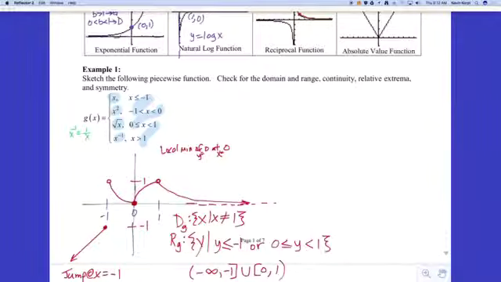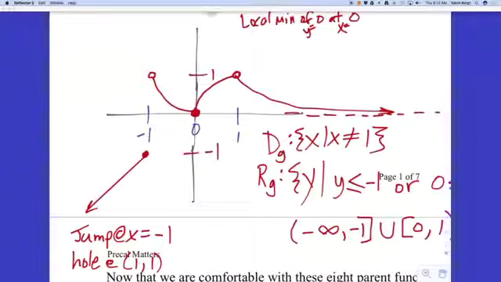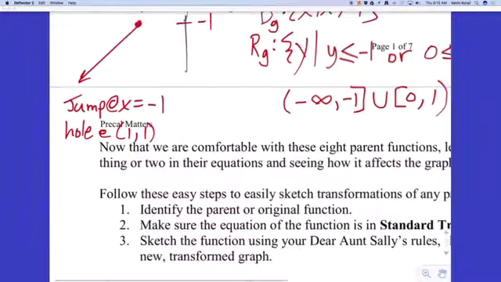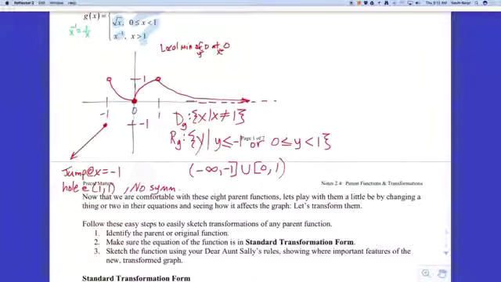All right, now the last thing it says is symmetry. Does this graph have any symmetry? Y-axis? I don't think so. Origin? Turn it upside down, is it the same? Not even. No, so no symmetry. So there you go. Awesome. Y'all are getting good at this already. So it says now we're comfortable with these 8 parent functions. Let's play with them a little by changing a thing or two in their equations.